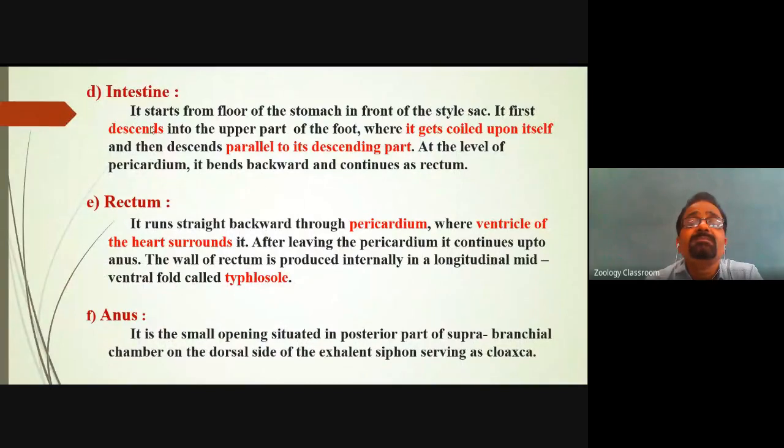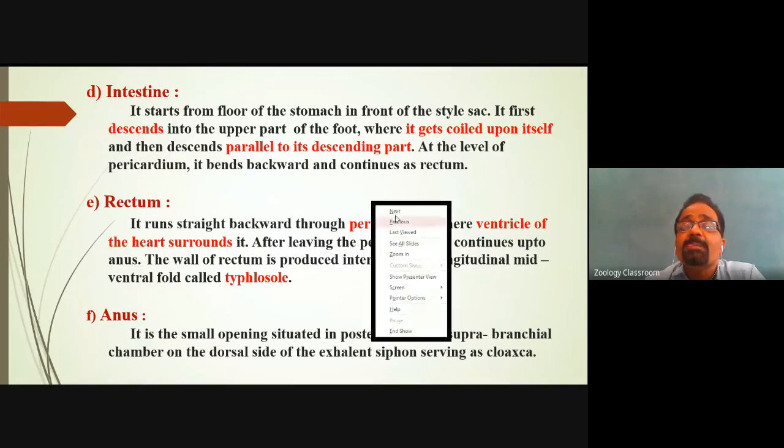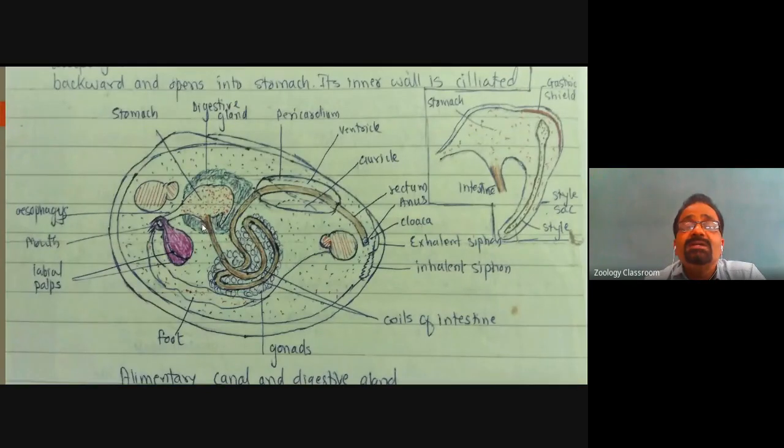Next part is the intestine. It starts from the floor of the stomach in front of the style. It first descends into the upper part of the foot where it gets coiled upon itself, and then descends parallel to the descending part at the level of the pericardium and bends backward and continues as a rectum. See how it appears. So this is the intestine. It descends down from the stomach in front of the style, and it descends down like this. Toward the foot it comes down.